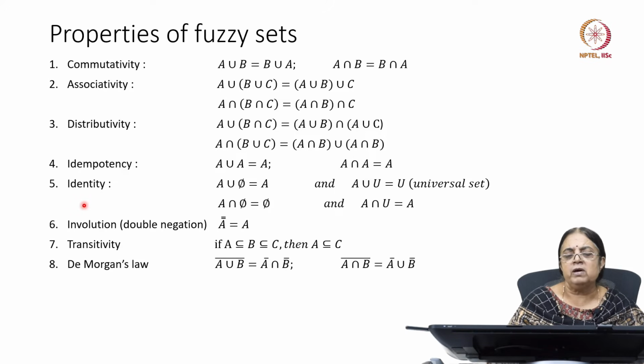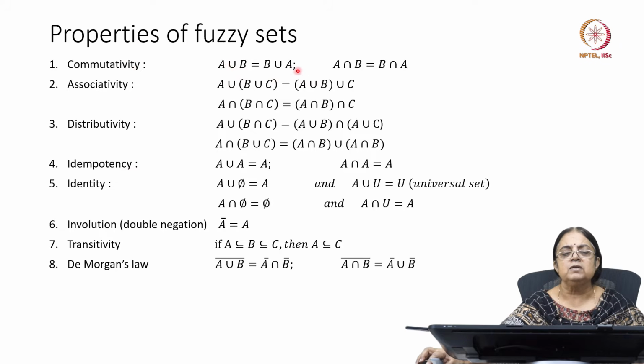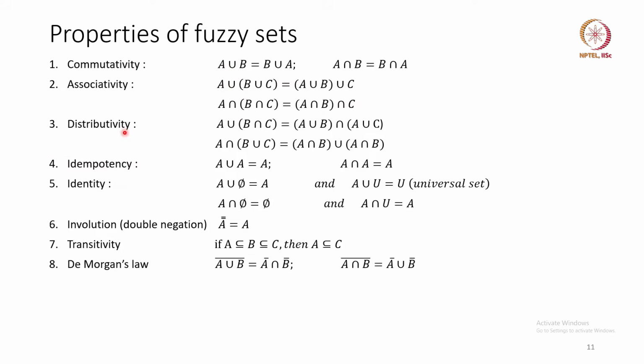And then just like you have in the crisp sets, even in the case of fuzzy sets, you have all these properties which are working. Commutativity, so A union B is B union A. Associativity, A union B union C. Distributivity, idempotency, so A union A is A. Identity, involution, so you take a double negative, you will get A. Transitivity, and De Morgan's theorem. So all these things work even in the case of fuzzy sets basically.